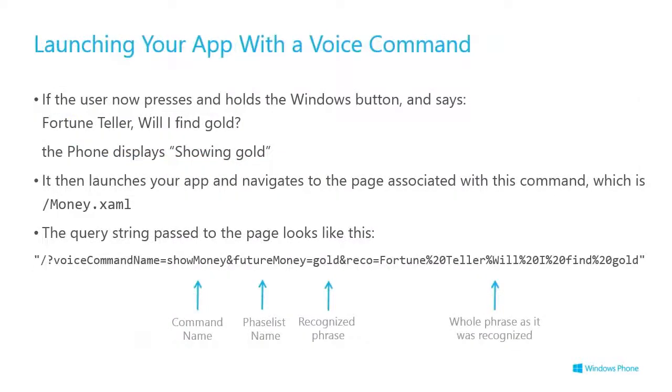And then you want to launch your app with a command. So these things, fortune teller, will I find gold, and having the phone talk back to you, and then navigating to the place. And so there we go again with our URIs and parsing out that string. If you look closely, you can see the breakdown in that query string, where the command name is, what's the phrase list that we're looking at, and then what we recognize in the whole phrase. Again, it looks like we're just passing things through the web.